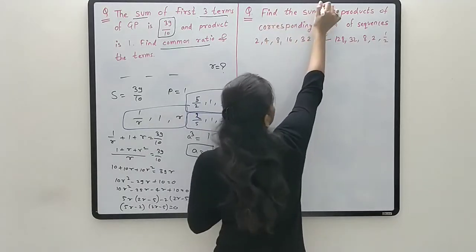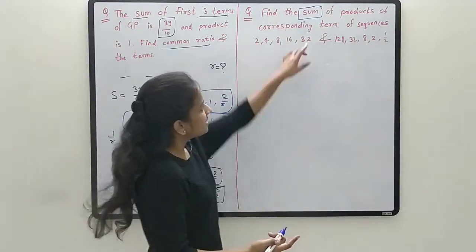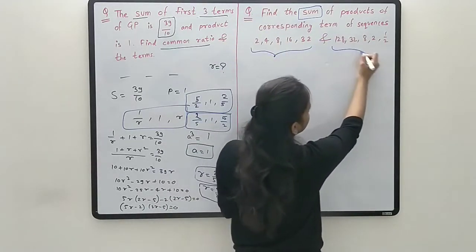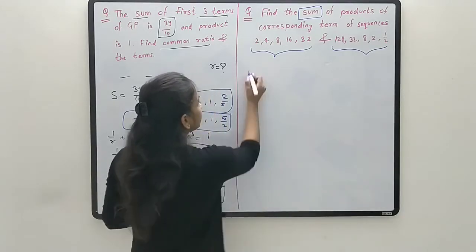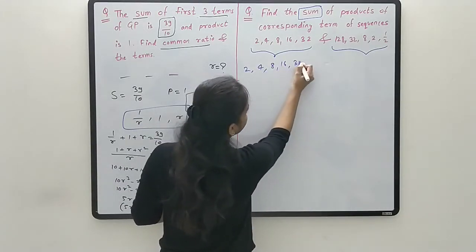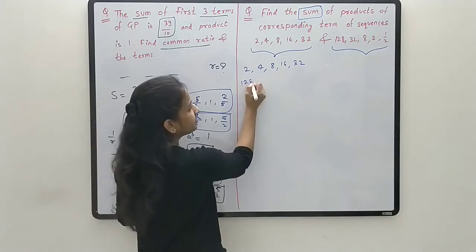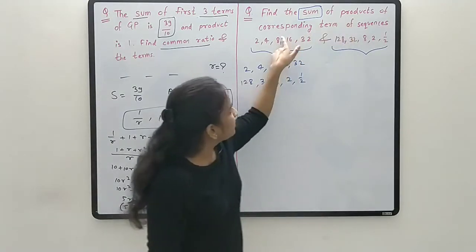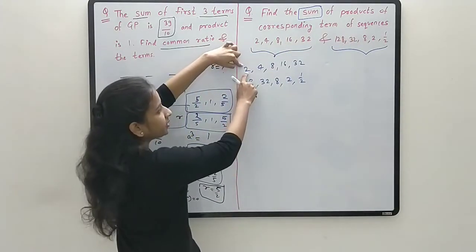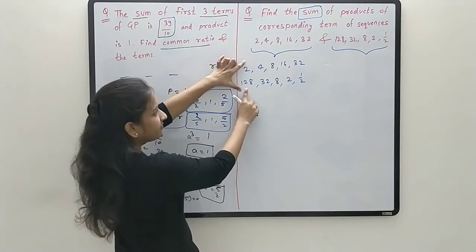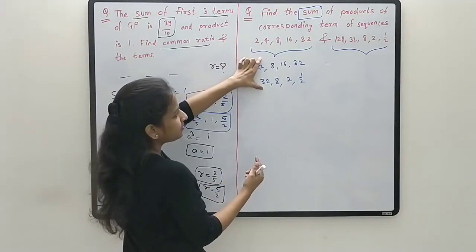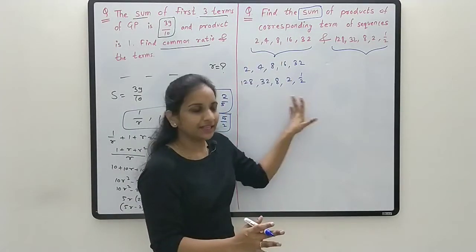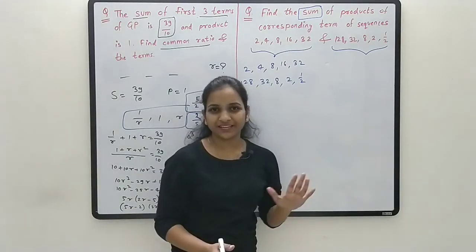See, we have to find the sum. Sum of what? Sum of products of corresponding terms of the sequences. So this is one sequence and this is the second sequence. Let's write the two sequences: 2, 4, 8, 16, 32 is the first sequence, and the second is 128, 32, 8, 2 and 1 by 2. What we need is products of corresponding terms. We need the product of the first terms of both sequences, the second terms of both, the third terms of both. Then we'll get one resulting sequence, and we have to find the sum of all the terms of this resulting sequence.